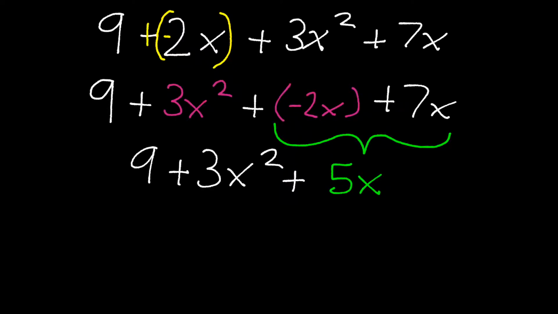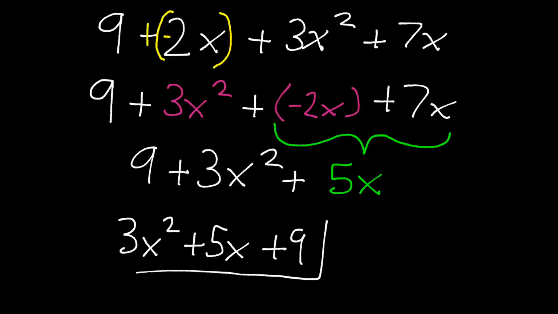The only thing that is left that we could do is put it into a standard order where the term with the highest power goes first. So we could rewrite it as 3x squared plus 5x plus 9. And that would be our final answer. Alright, let's try one more. Make it a little tougher this time. See if you're up for the challenge.